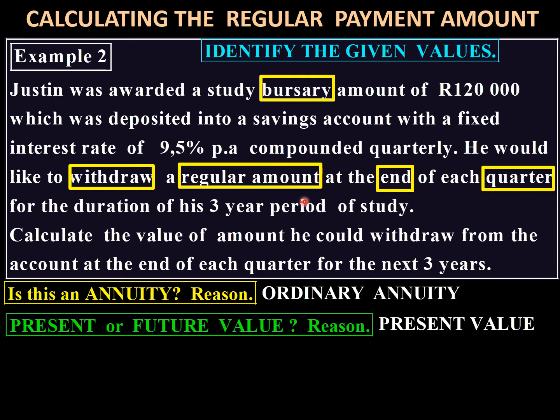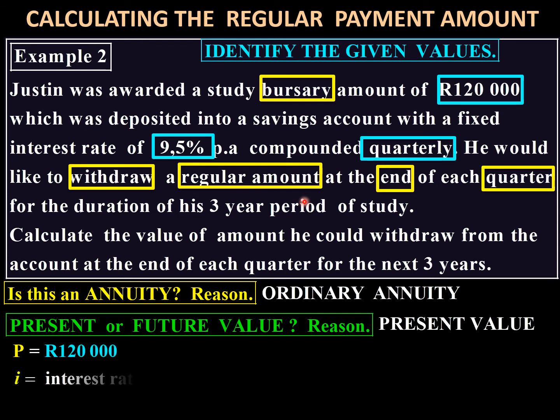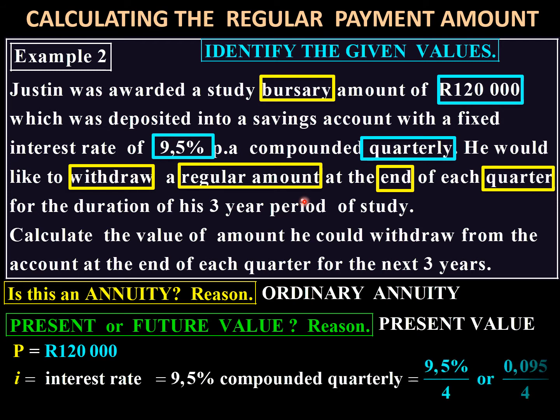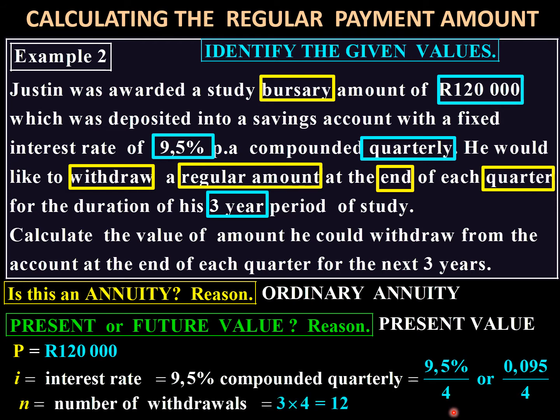Now let's identify some of the given values. 120,000, that represents the present value. The 9.5, and it's quarterly, so it's 9.5 divided by 4, so it's 9.5% over 4, and then 3 years, so that's 3, and it's quarterly. 3 times 4 is 12. So there we have everything.